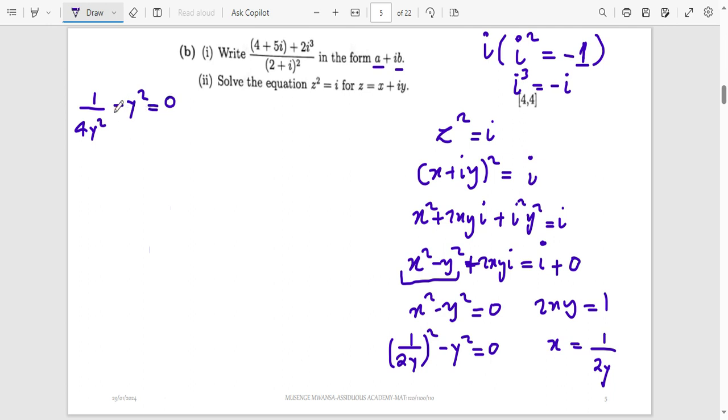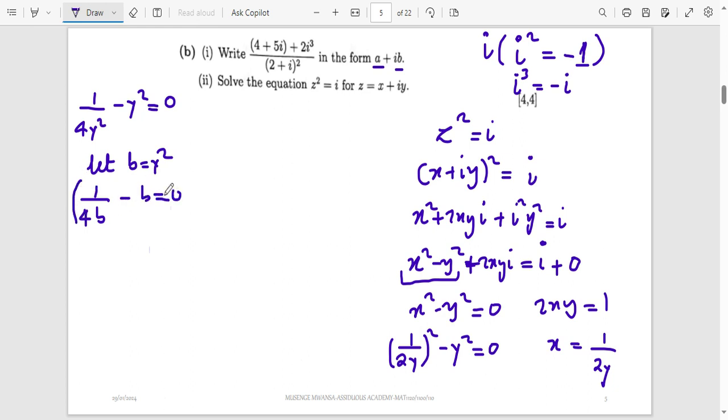At this point, I want to find the value of y, but the way it is, is going to be tricky. So I'll substitute where there is y squared. Let me substitute any letter. So let me say let b be equal to y squared. So it becomes 1 over 4. Where there is y squared, I'll put b. Minus where there is y squared, I'll put b. And that will be equal to 0.